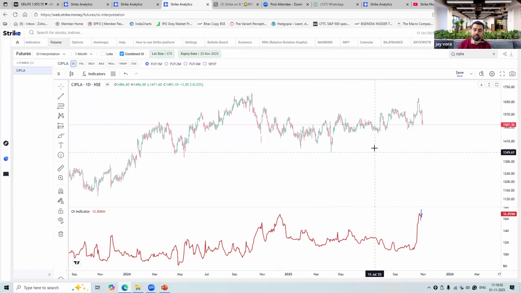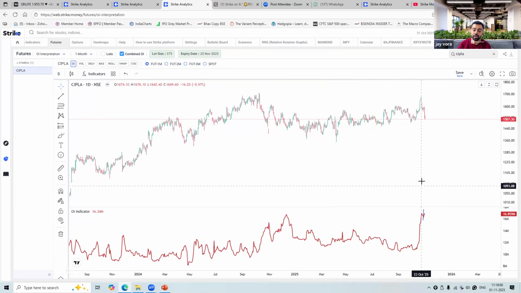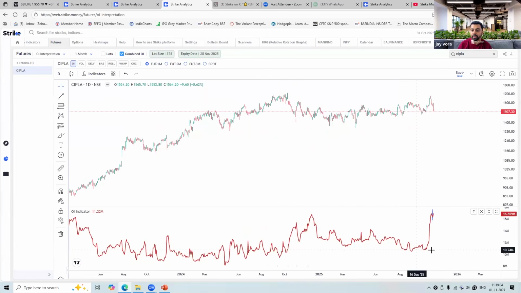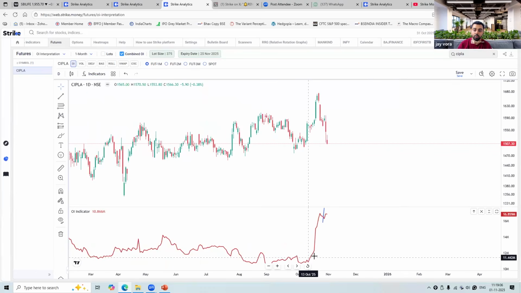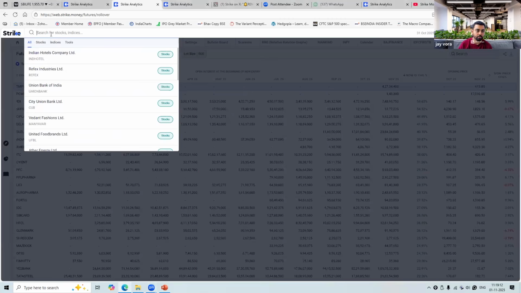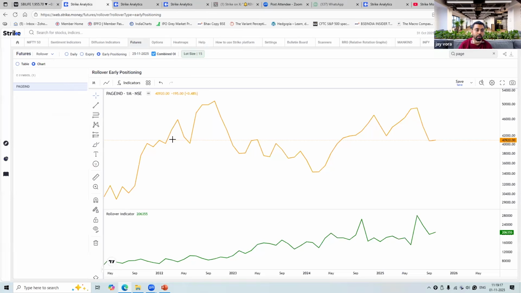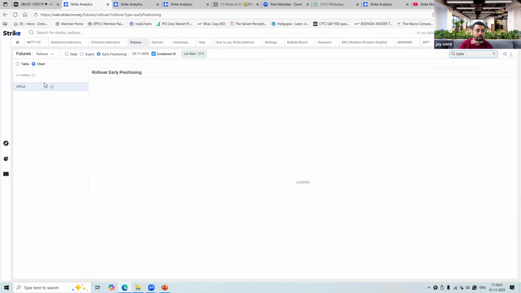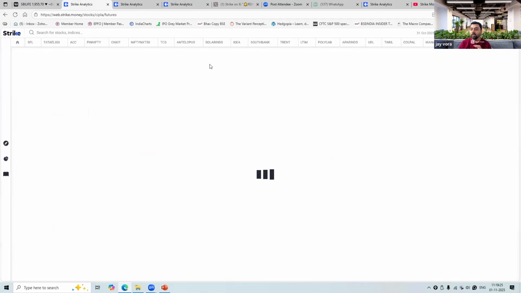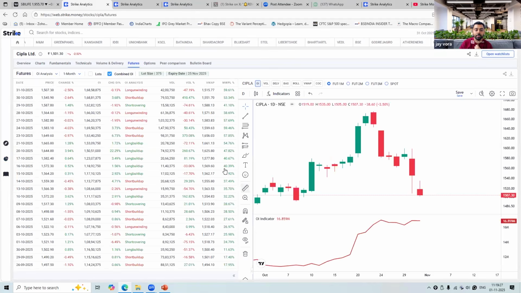Now see, this is the case where you have to try and understand how to interpret the stock. Looking at the data, what I can see is that there is a lot of long build-up that has been seen in the stock. So for that, what I have to do is go to Cipla. Okay, wait, I'll check it in the other window. Cipla. I'll go inside the stock and see around what prices people are mainly long.